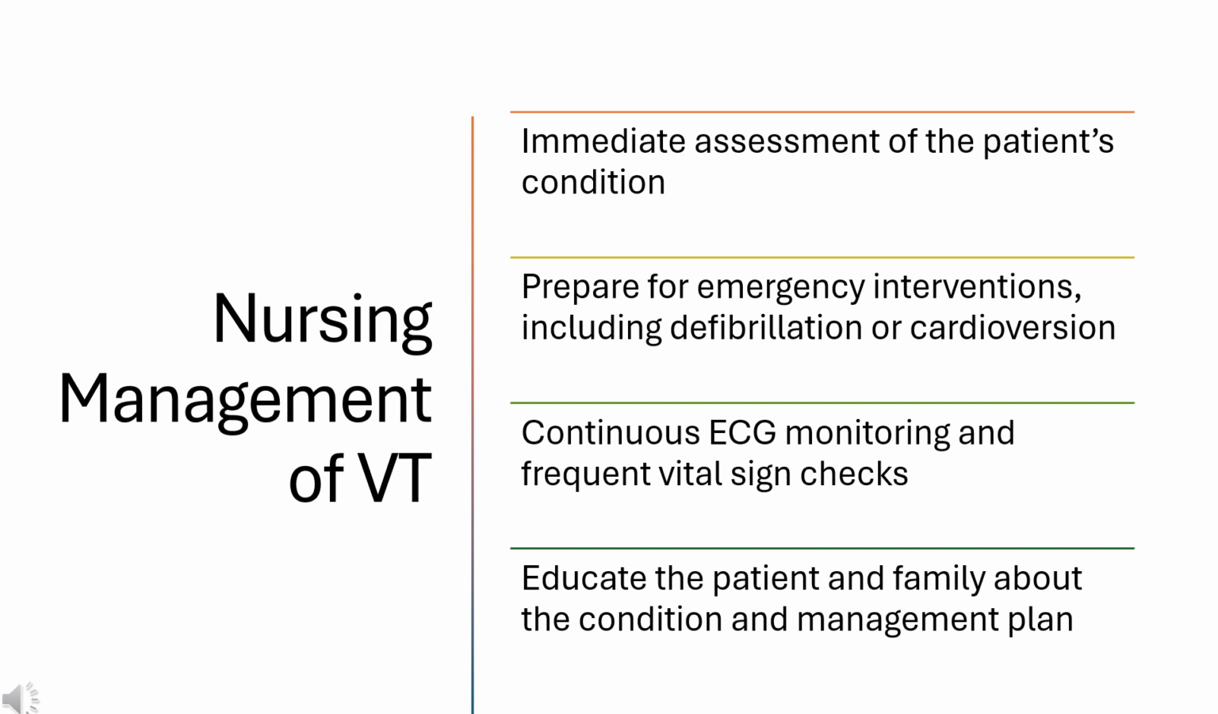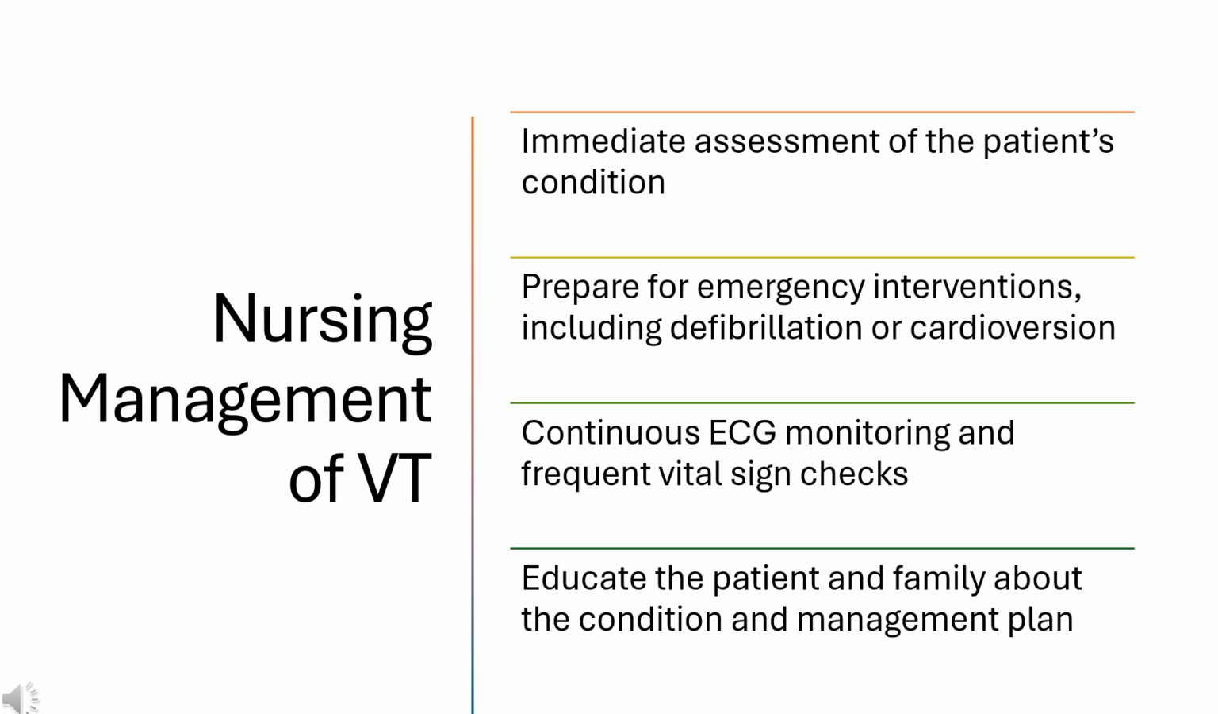Now let's look at nursing management for caring for patients with ventricular tachycardia. Upon recognizing VT, we need to quickly assess the patient's level of consciousness, airway, breathing, and circulation. Check for the presence of a pulse. If the patient is pulseless, initiate advanced cardiac life support protocols immediately. Evaluate the patient's hemodynamic status, including blood pressure, heart rate, respiratory rate, and oxygen saturation. Look for signs of hemodynamic instability such as hypotension, altered mental status, chest pain, shortness of breath, and any signs of shock. That would be cool, clammy skin, for example.